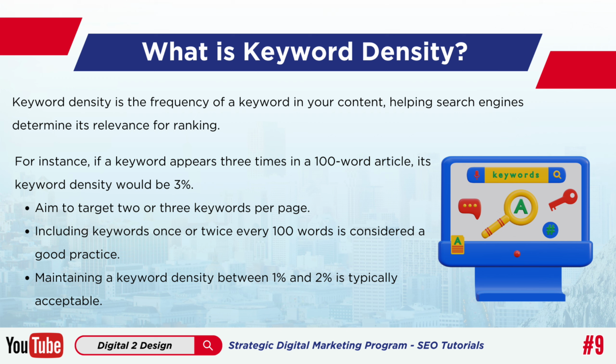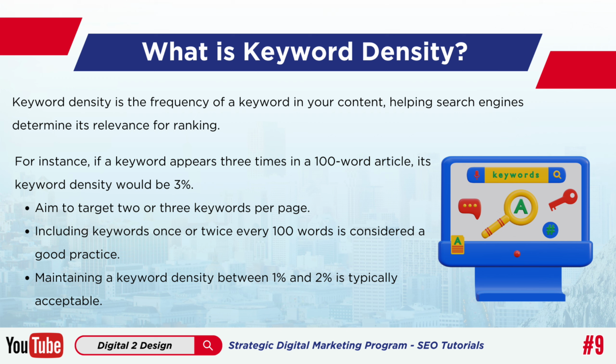For example, if you've written a 100-word article and used the keyword 3 times, your keyword density would be 3%. On your web page, try to optimize for 2 to 3 keywords per page. If you use more than that, search engines might have trouble deciding which keyword is most relevant to your page. So, it's best to stick to 2 to 3 keywords per page.